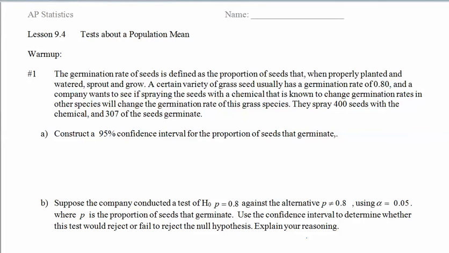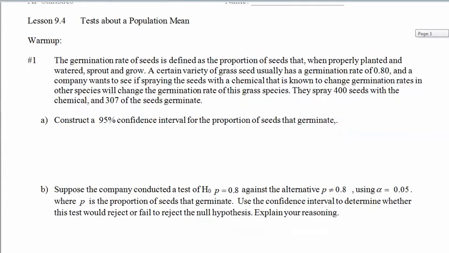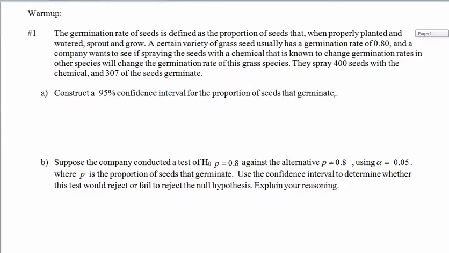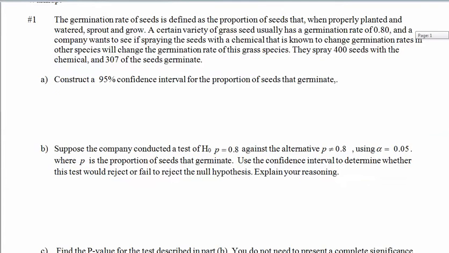Good day. Today we are working on section 9.3, tests about a population mean. I'd like you to do the warm-up on your own. You can check your answers against the website later on or before you start the notes today. The warm-up will give you some practice with confidence intervals and the one proportion Z test from section 9.2.